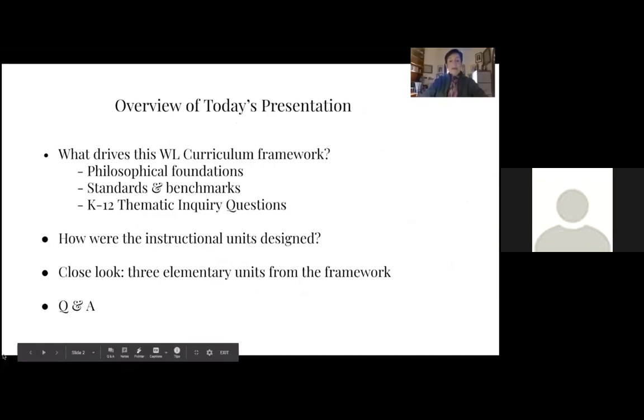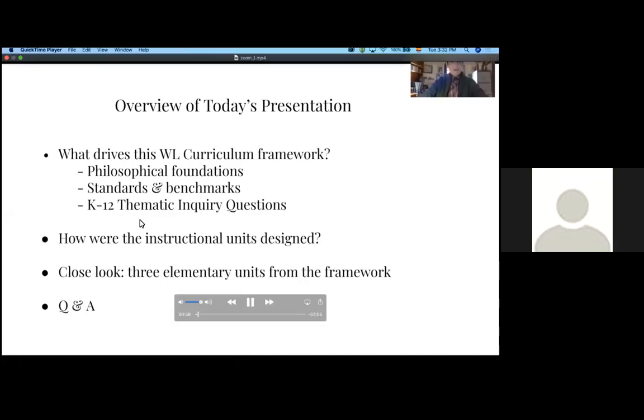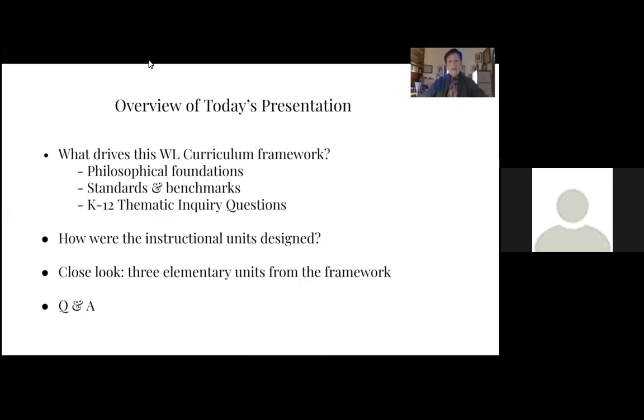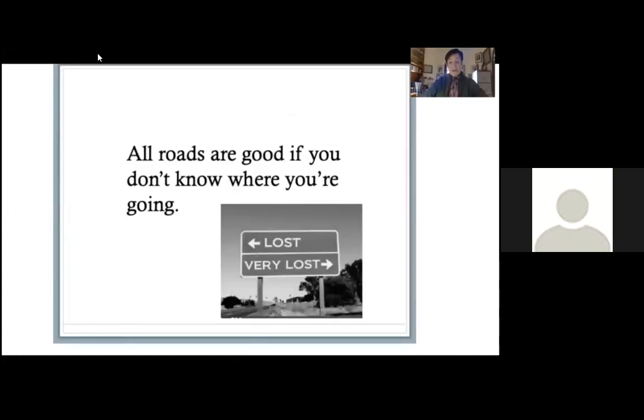Today, we plan to do a brief overview of the units as they were actually designed and how they could be further designed, and as they were taught. At the end, we'll have a few minutes to answer questions. We'll all be here live.